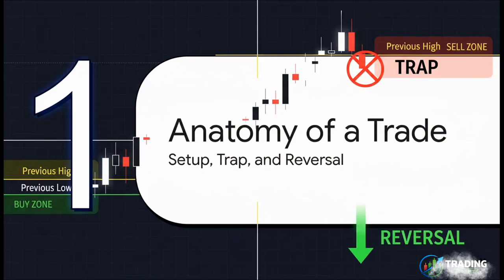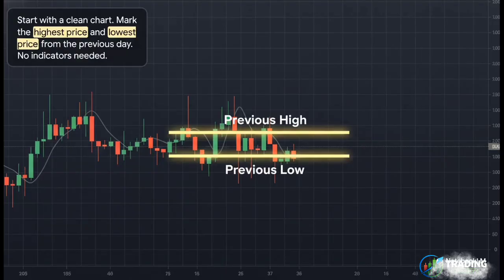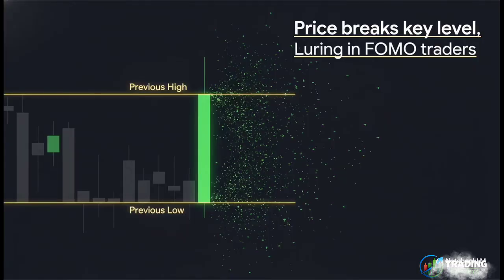To really nail this down, we need to see how it all plays out, step by step. So we're going to dissect this entire process, from setting up the chart to spotting that final crucial signal. It all starts here. A nice, clean chart. No indicators, no clutter, nothing. All you need are two simple horizontal lines, one for the highest price of the day before and one for the lowest. These levels are like magnets for the market, because that's where huge pools of orders and stop losses tend to be sitting. And next comes the bait.